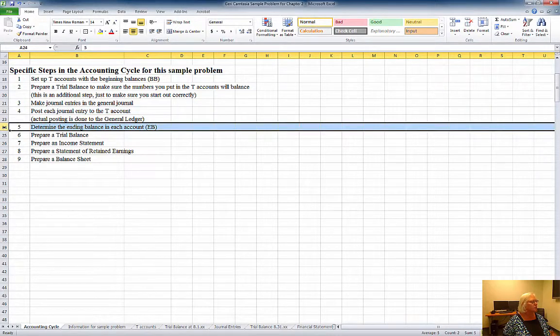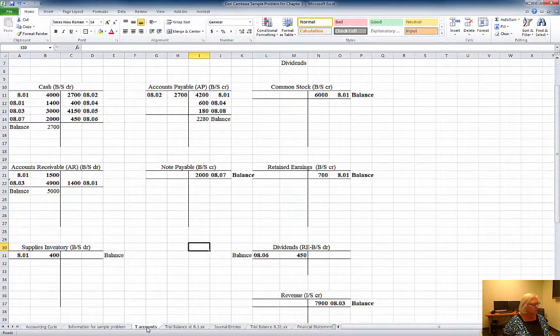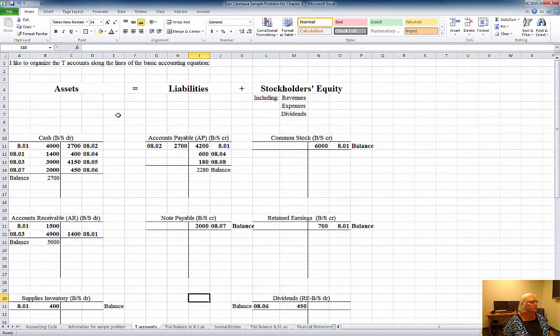So the next thing we need to do is to determine the ending balance in each account. So we're going to go back to our T account worksheet. And the way you determine your balance is you're going to add up all of your debits. In this case, they add up to $10,400. Right here is where I'm seeing it. We're going to add up all of our credits. That's $7,700. So the total debits are more than the total credits.